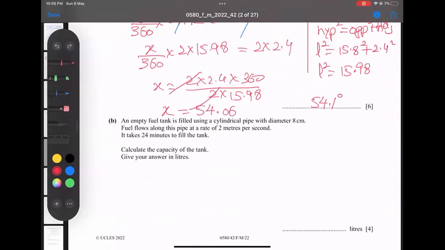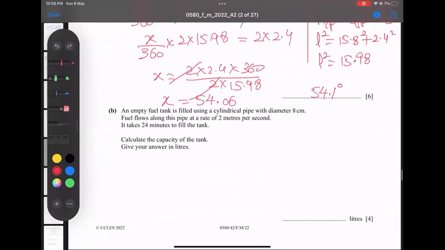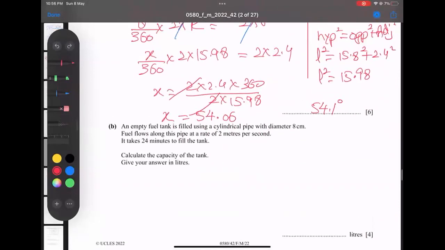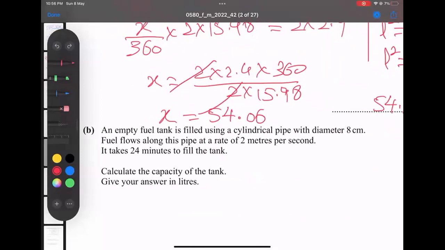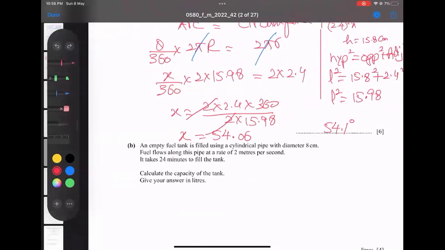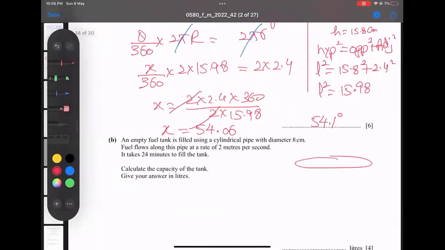What's the B part we have here? He's saying in this particular question, an empty fuel tank is filled with a cylindrical pipe with a diameter of 8. Like there is a big cylinder and a water pipe here, and the diameter of this pipe is given as 8.